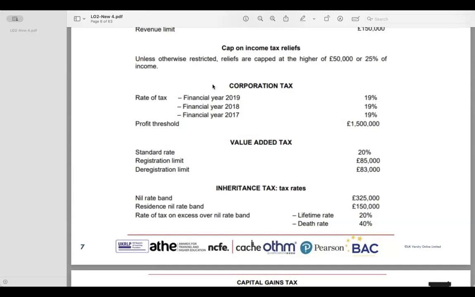Value-added tax is a consumption tax that applies on goods and services. The standard rate of VAT is 20%. There are registration and deregistration limits for VAT, which are £85,000 and £83,000 for deregistration.